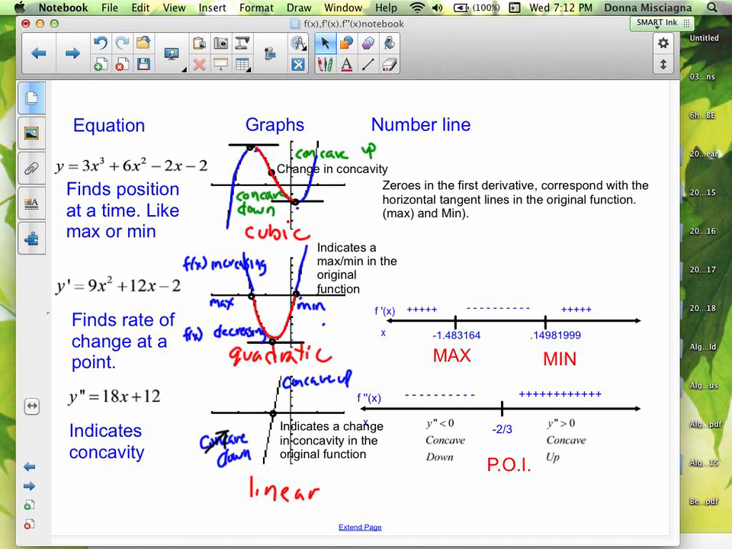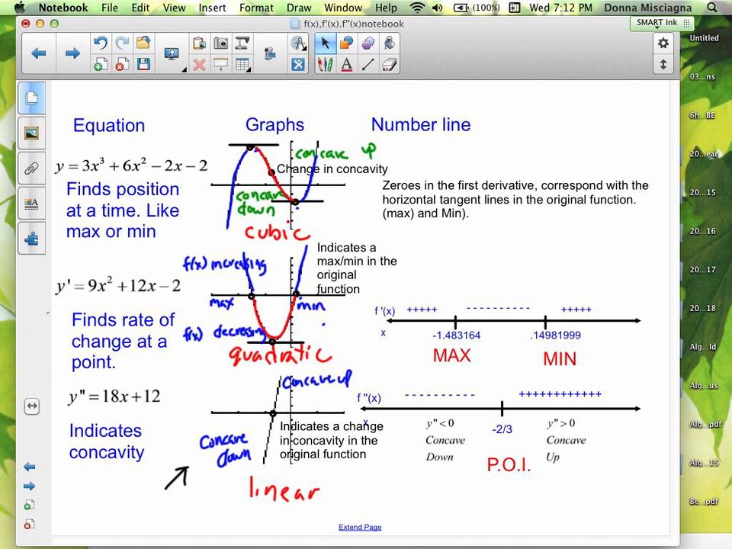Okay. So where we have an x-intercept indicates a change in concavity in the original function if we change signs. So where we're below the x-axis, we're concave down. Where we're above the x-axis, we're concave up. So we can use our second derivative to tell about concavity in our first derivative, I mean, in our function. Okay. All right, let's look at some more.